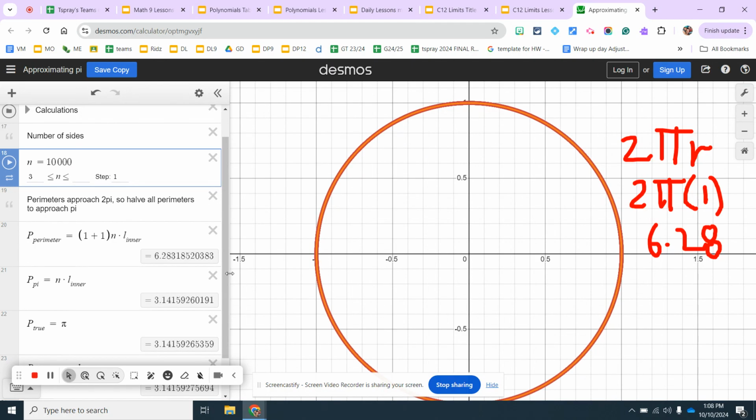But then I come back and ask, is this a circle? And of course, to our eyes it is, but mathematically it's not quite a circle. It's actually a 10,000-sided polygon, which is basically a circle, but not.